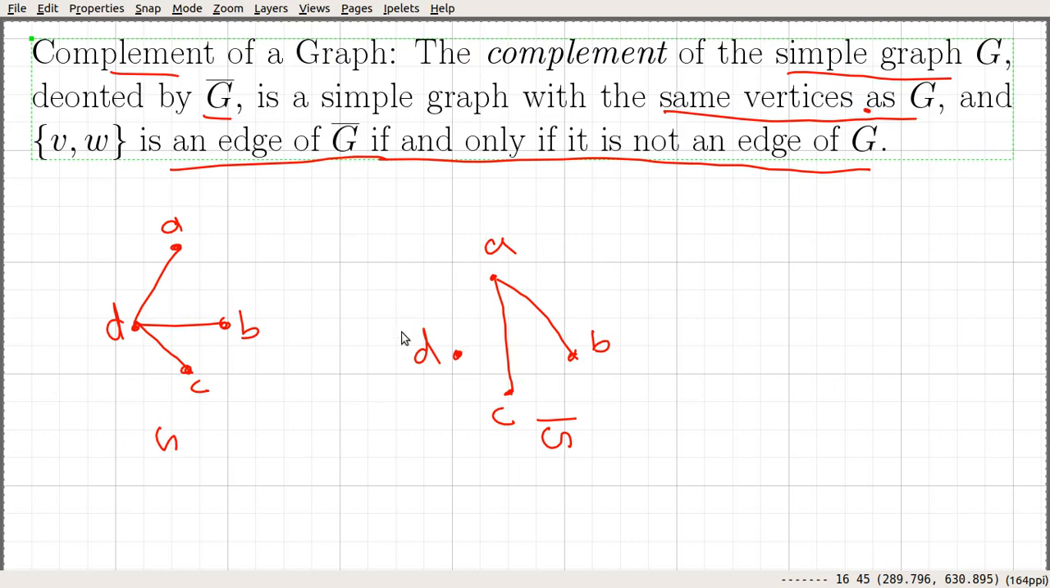What about D? D is connected to every other vertex here, so D will be disconnected in the complement graph. What about C? C is connected to D, so in G bar it is not connected to D, but it is connected to A, and C is connected to B. And what about B? B is connected to D only, so in the complement B will be connected to A and C. So this is our G bar.